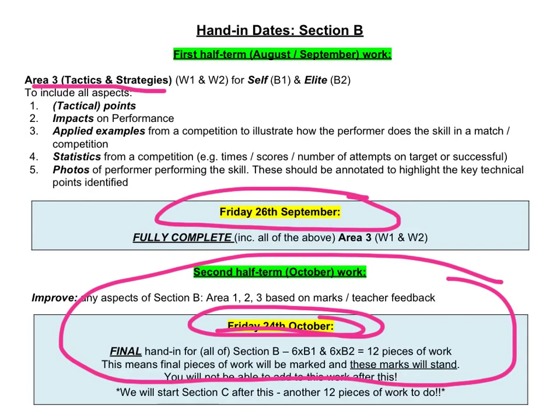Those marks will then stand. In October, we finish Section B. The reason is, at the bottom here, it's because we will start Section C. Remember, you've got another 12 bits of work to do. Alright, so we need to crack on with Section C. So by October half term, we finish Section B and put it on the shelf. Done.